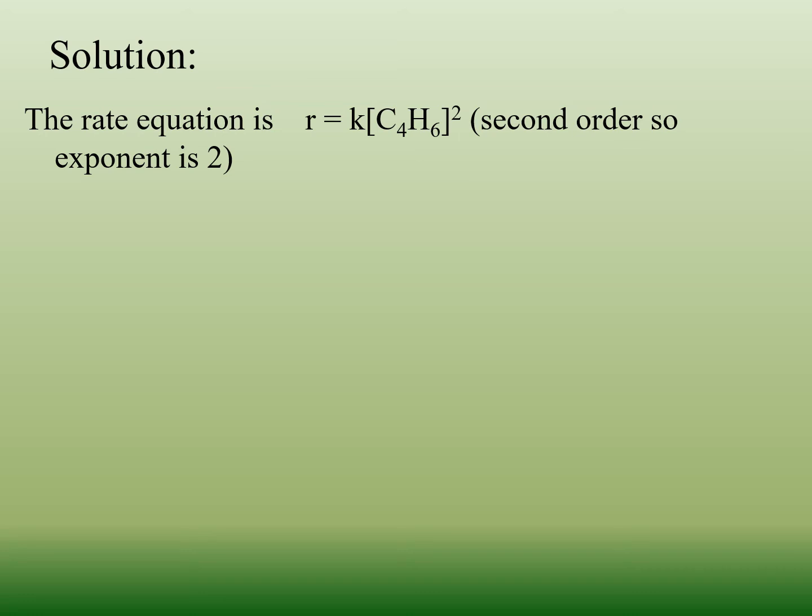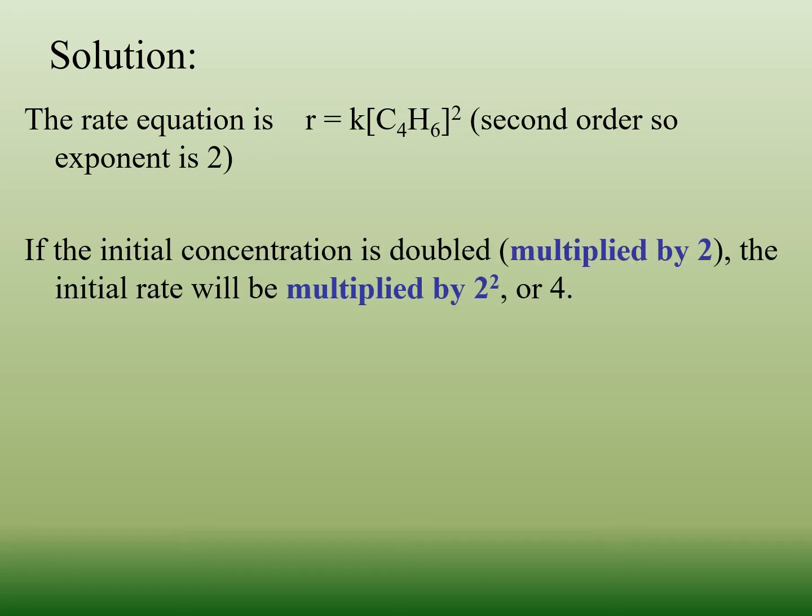The rate equation for this reaction is R equals k times the concentration of C4H6 squared. This is a second-order reaction, so the exponent is 2. Because concentration is squared in a second-order reaction, we know that if the initial concentration is doubled, that is, multiplied by 2, the initial rate will be multiplied by 2 squared, or 4. This is how we would calculate the rate for a doubled concentration in a second-order reaction.